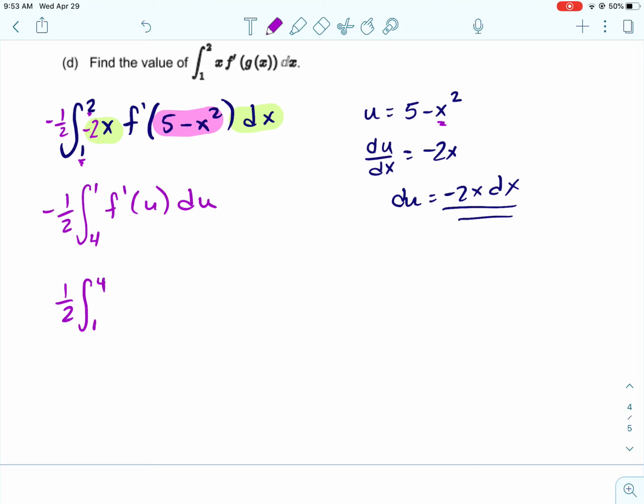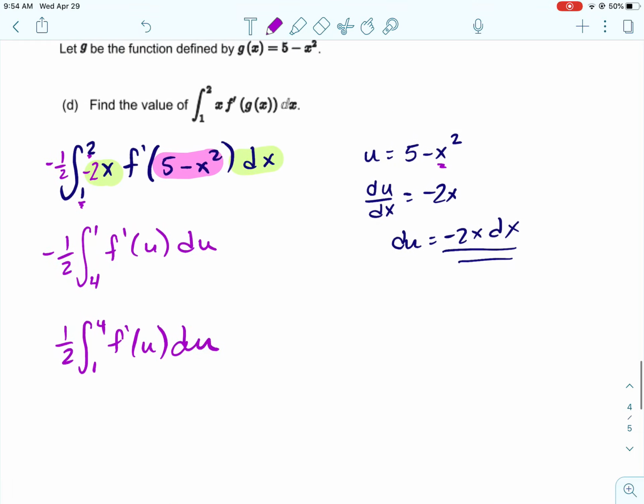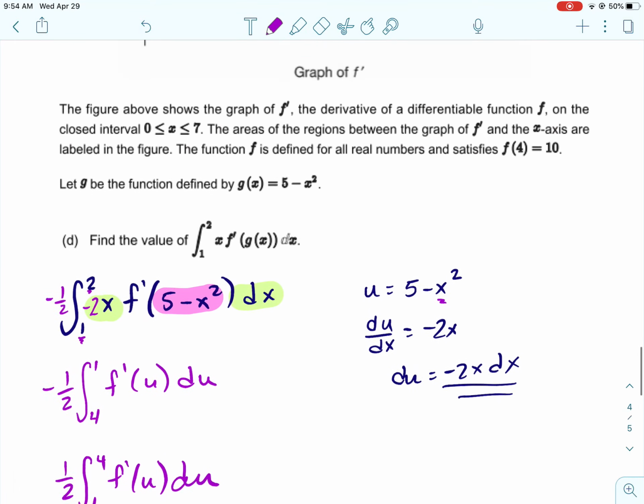So if you guys notice, the upper limit is smaller than the lower limit, so I can rewrite this. I can switch them, but when I do switch them, it changes the sign in the front. So it becomes positive 1/2 from 1 to 4, and then f prime of u du.